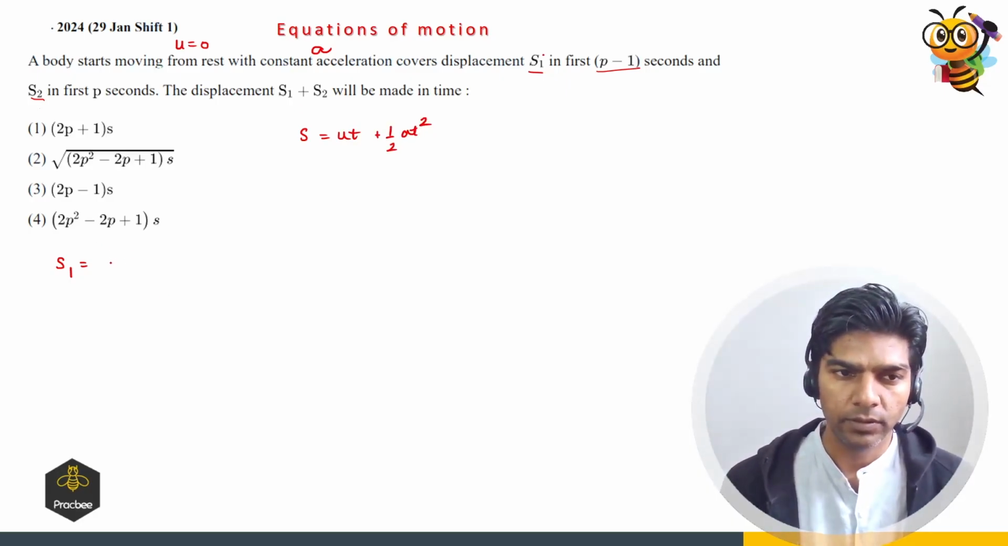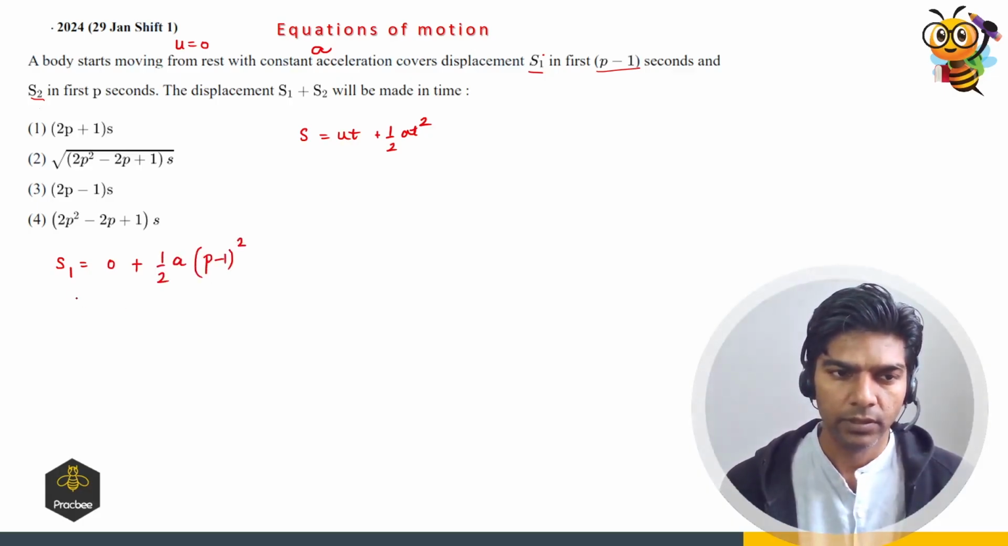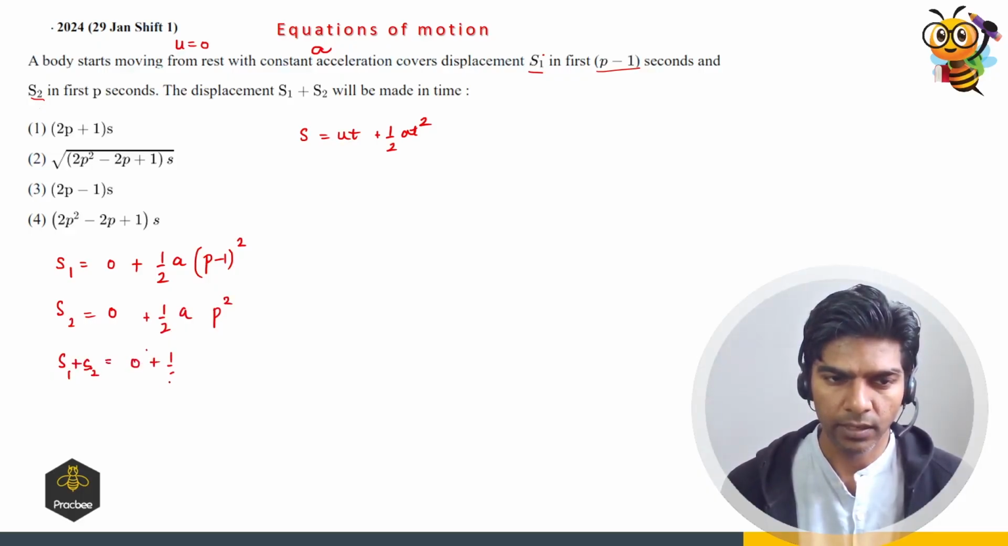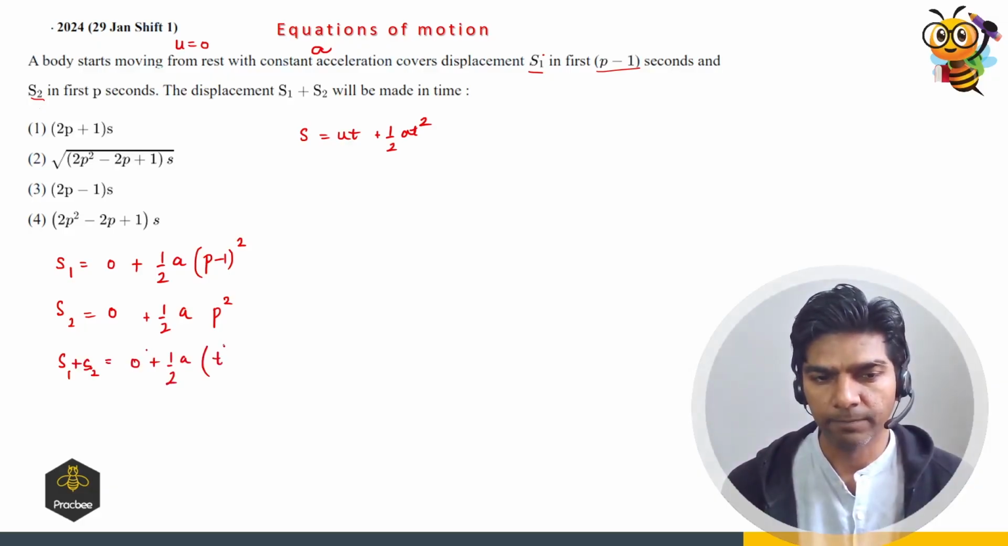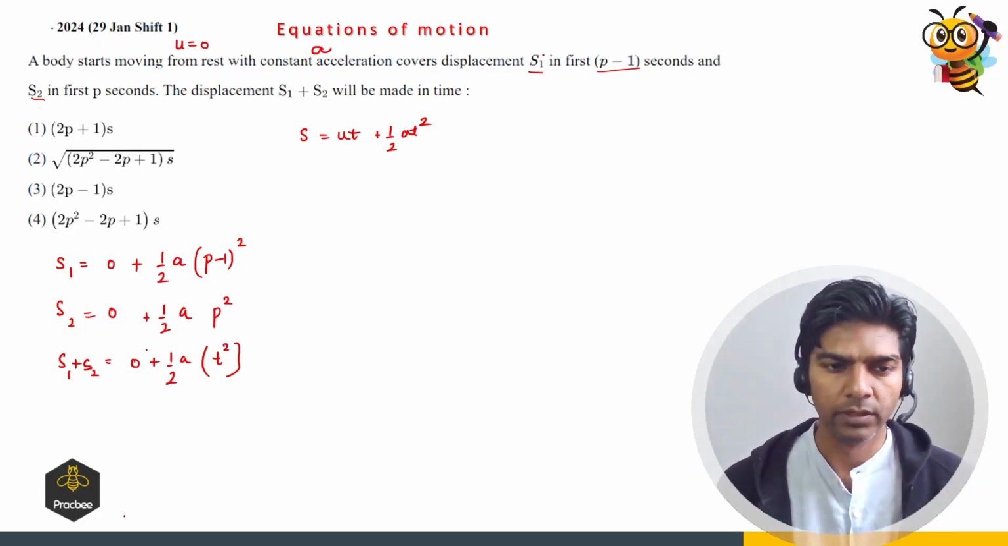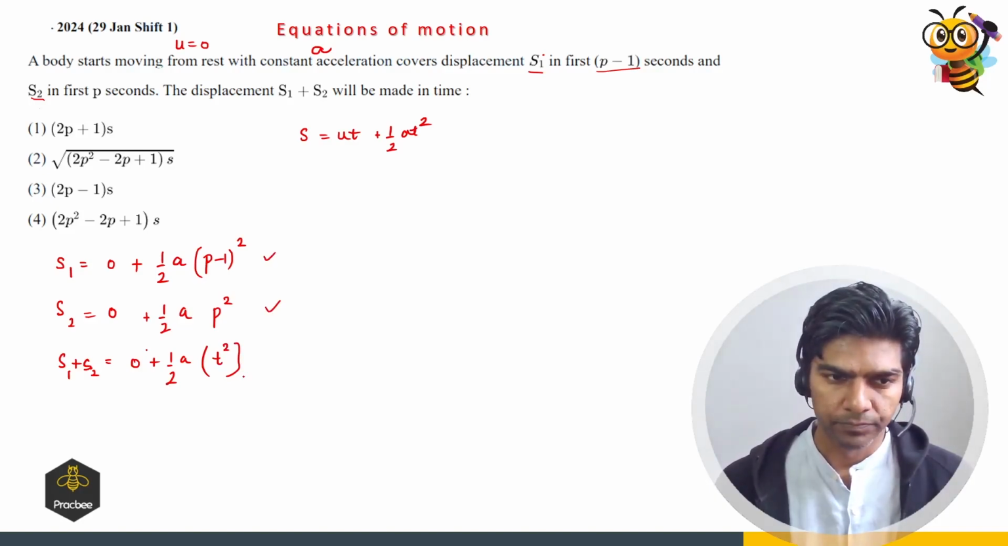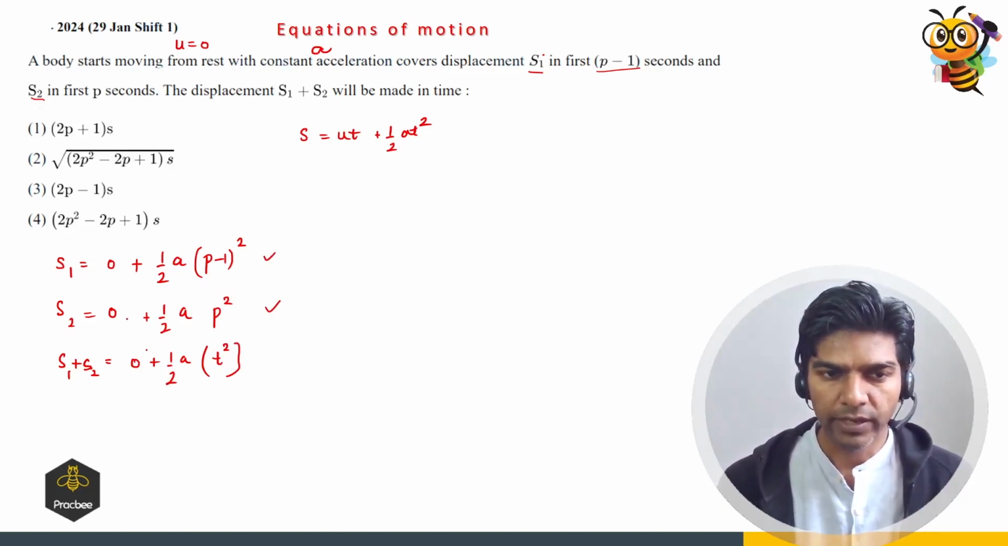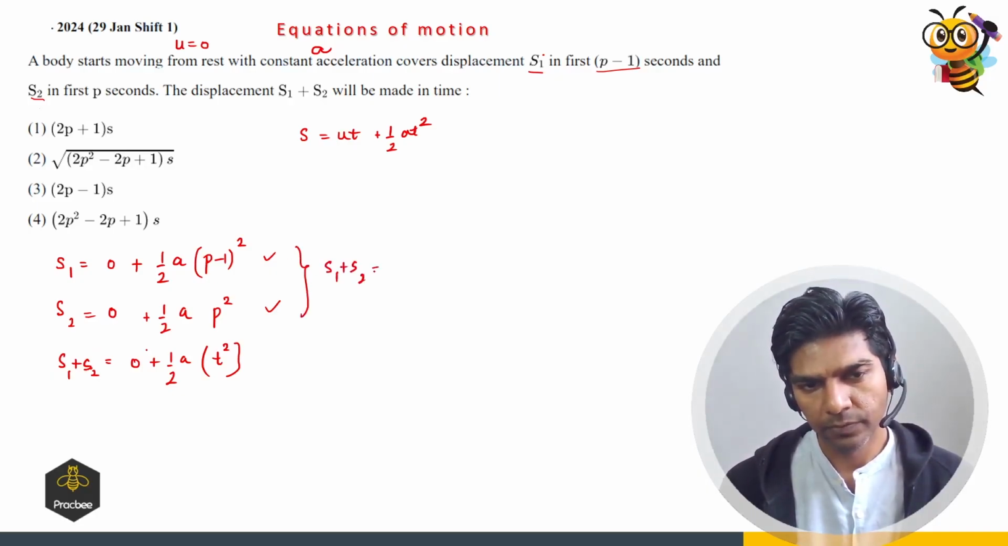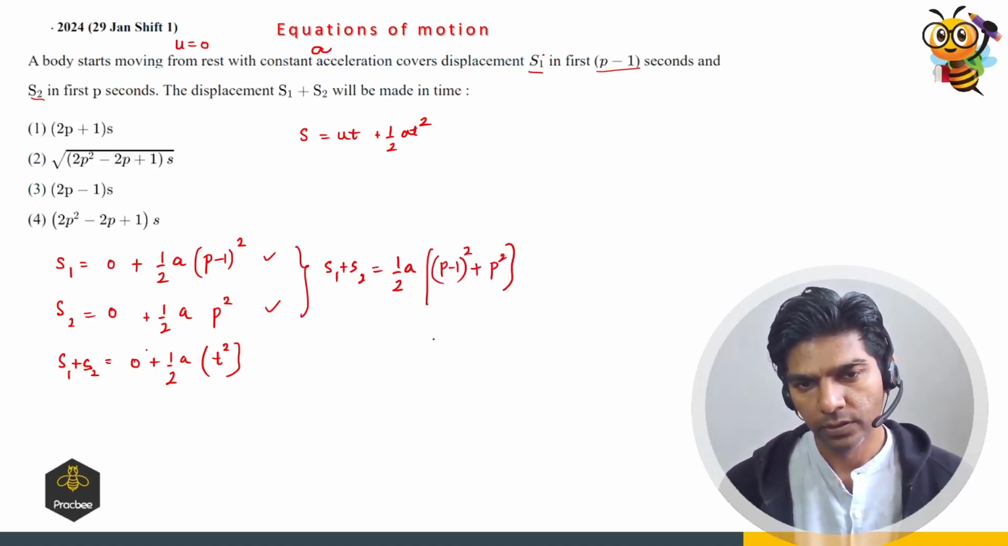So s1 equals initial velocity 0 plus half a (p minus 1) square, and then s2 equals 0 plus half a p square, and then s1 plus s2 equals 0 plus half a, let us take the time as t, and we have to find t square. Now from these two equations, we can add them. So we can say s1 plus s2 will be half a times (p minus 1) square plus p square, right?